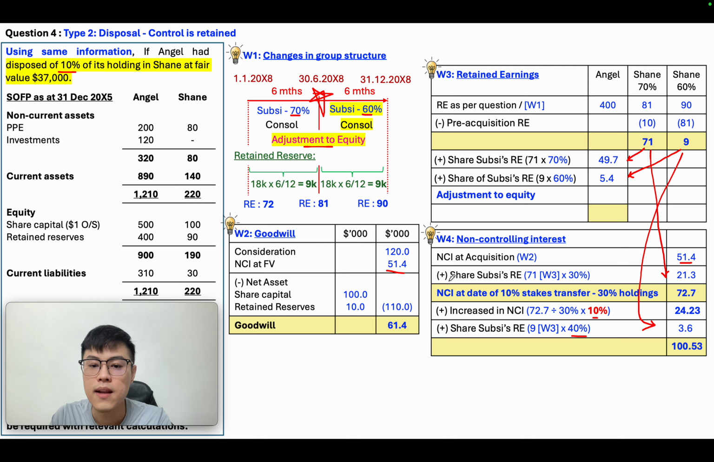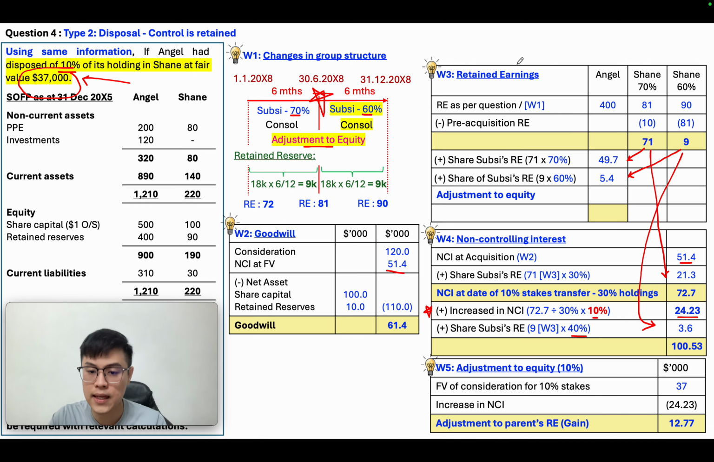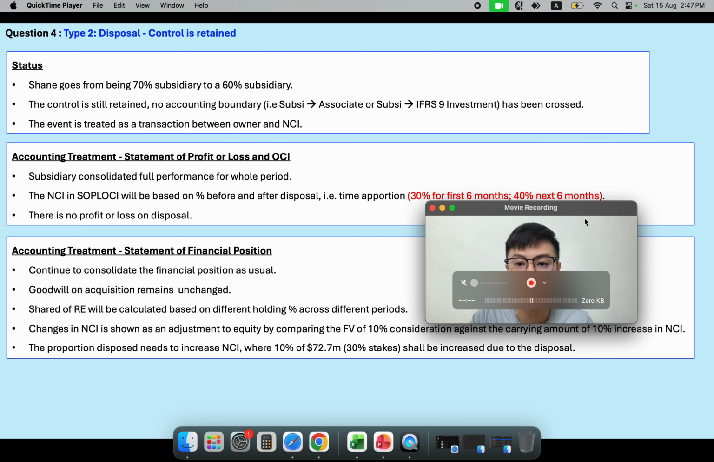And in here, let's compare. If you look at this example, they say 10% that we transfer out is actually worth 24.23. We transfer something 24.23 to them, but we collect 37,000 from them. So this is a gain, and we are going to report this gain in our retained earning. That's it. So this is going to be the explanations.